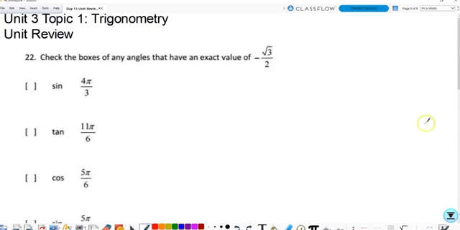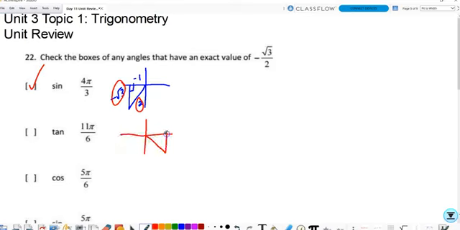Check the boxes that have any angles that are equivalent to negative root 3 over 2. All right, so let's draw these out. 4 pi over 3 is here. Pi over 3 reference angle. Negative root 3, 2, and negative 1. So sine, y over r, yes, that is negative root 3 over 2.